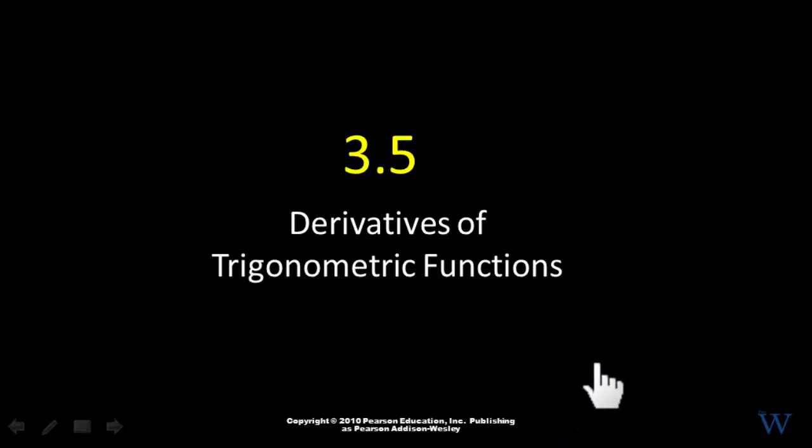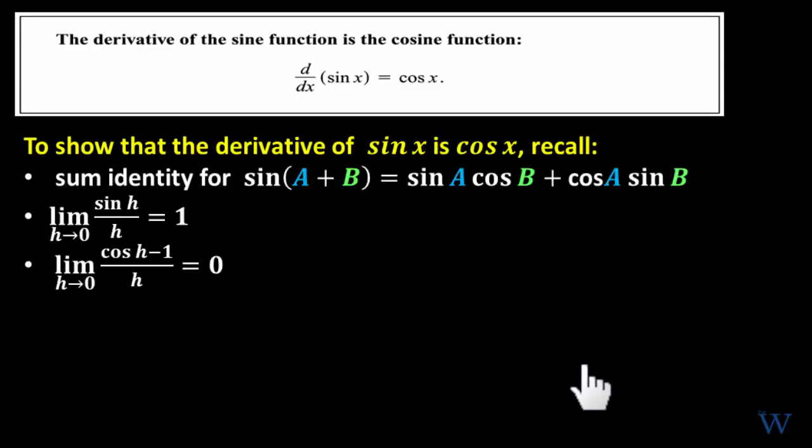Derivatives of trigonometric functions. So this is now section 3.5. The derivative of the sine function is the cosine function. So it says here that if we take the derivative of sine x, it turns out that it's equal to cosine of x. Now how do we show that?